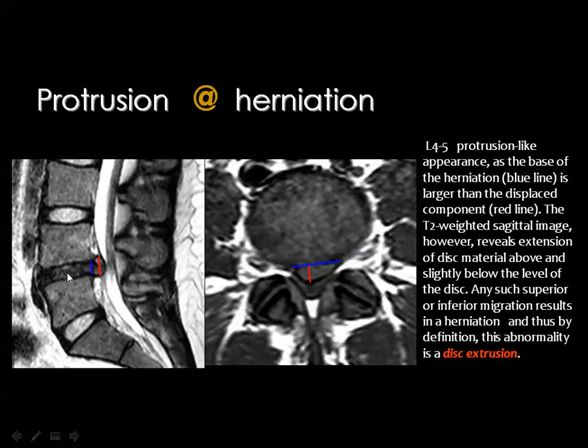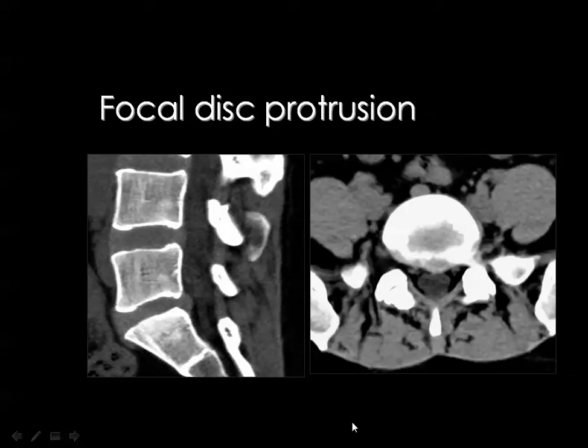But if you go to the sagittal image, you can see that the disc is exceeding the vertebral end plate above and below, and by definition here, the disc should be herniation or extrusion, and this was confirmed by surgery.